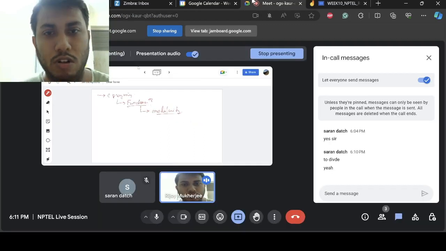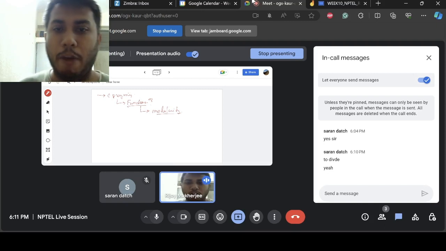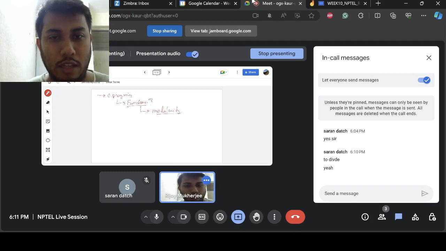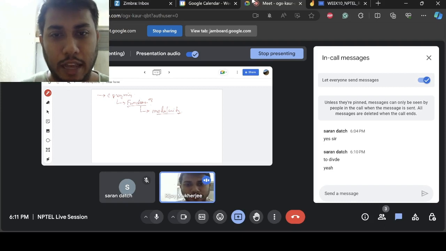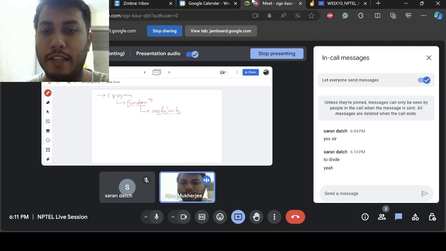Right. So you have a big task. You are dividing the task into small modules. Let's continue with the RSA algorithm. You have to implement an RSA algorithm.